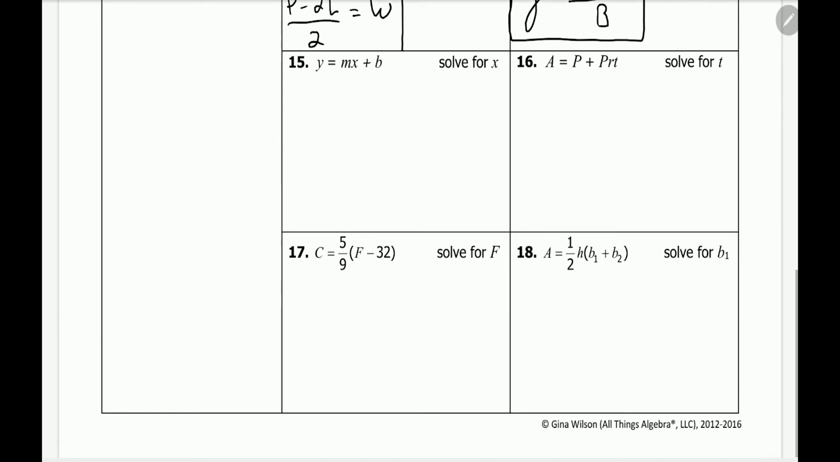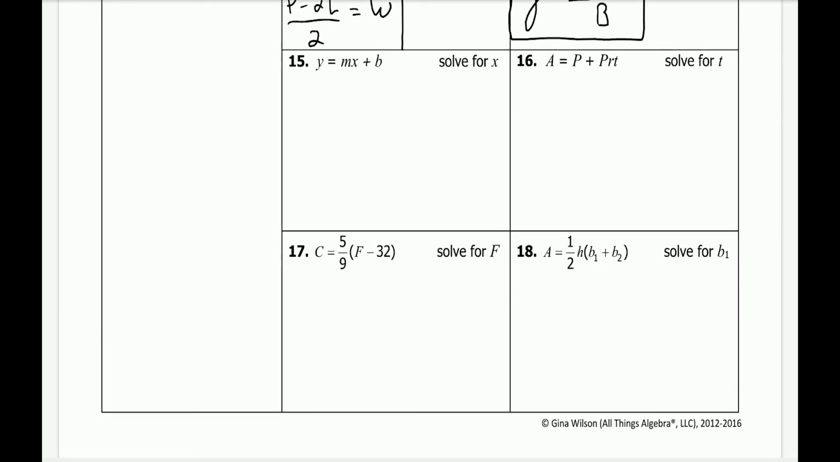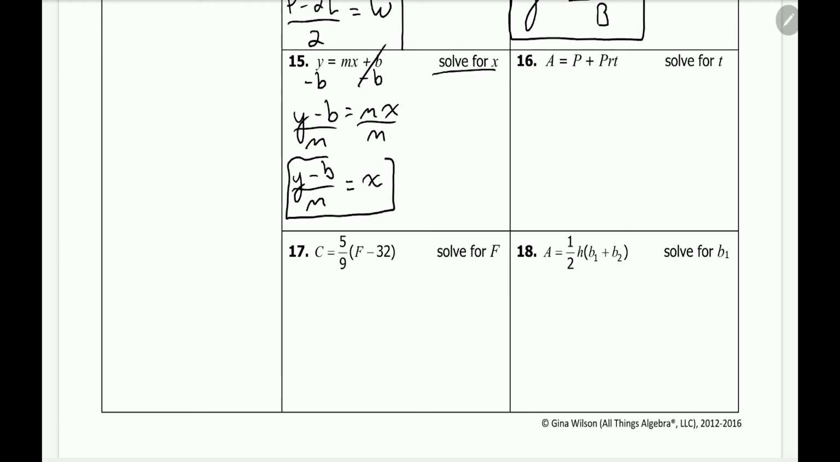Okay, number 15, y equals mx plus b. We're asked to solve for x. So what we have to do is get rid of this b first. So we're going to subtract b on both sides. We have y minus b is equal to mx. We're solving for x, so we have to get rid of the m. Since this is being multiplied, to get rid of it, we divide. So we have y minus b over m is equal to x. And that's going to be our final answer.